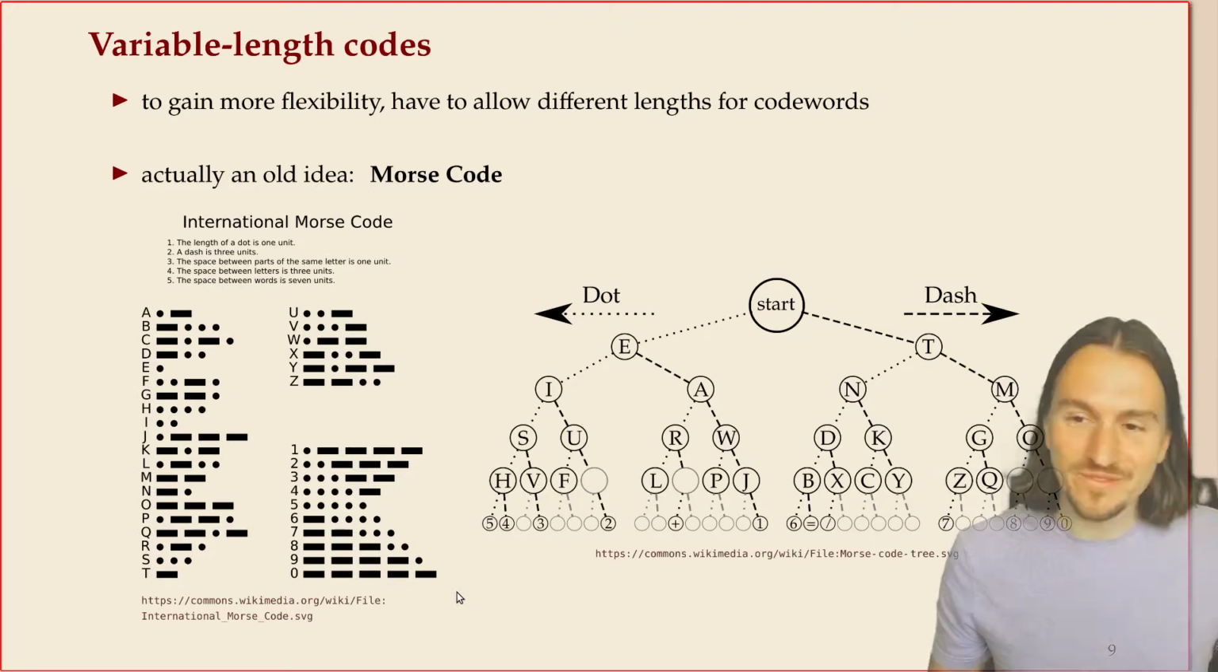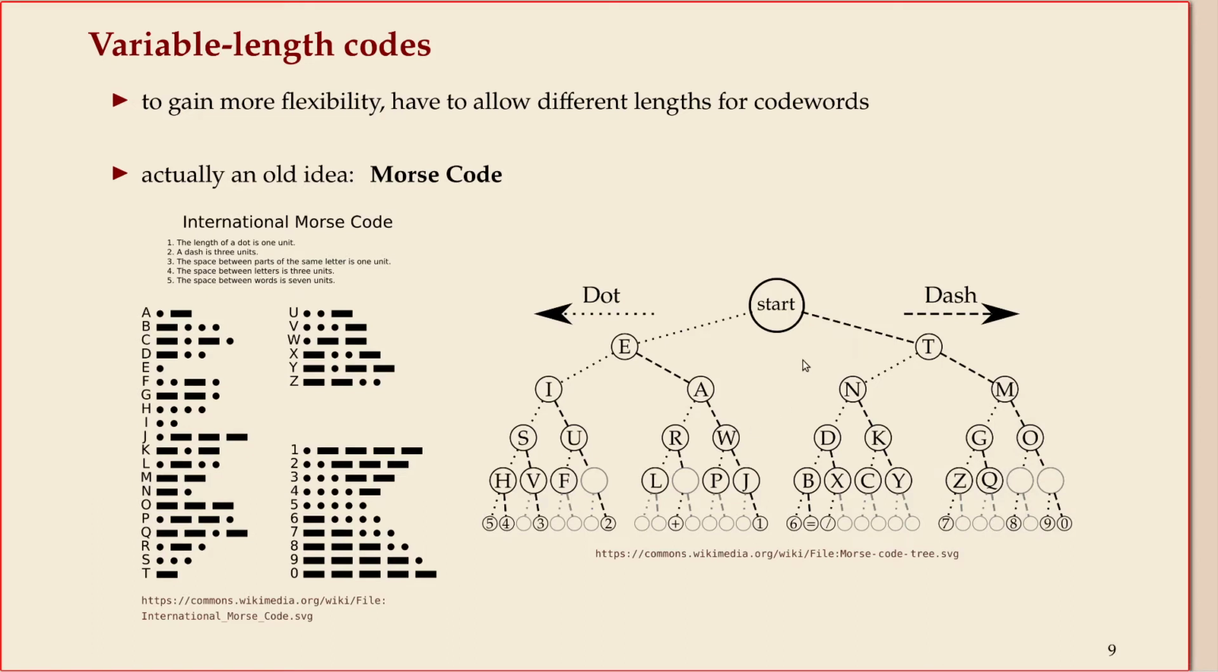And here's a tree representation of the same thing. So if you want to send an A, you have to find it here. So well, this tree here is useful for decoding, right? If you have dot dash, then you know it's an A, and if you have an A, you know here dot dash gives you an A. That's what you have to send. That's for decoding. All right.